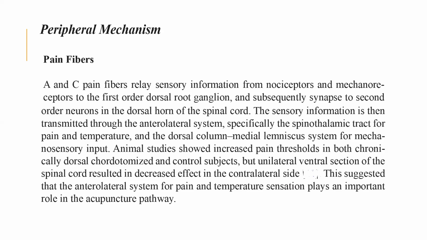Pain fibers. A and C pain fibers relay sensory information from the nociceptors and mechanoreceptors to the first-order dorsal root ganglion and subsequently synapse to the second-order neurons in the dorsal horn of the spinal cord. The sensory information is then transmitted through the anterolateral system, especially the spinothalamic tract for pain and temperature, and the dorsal column medial lemniscus system for mechanical sensory input.